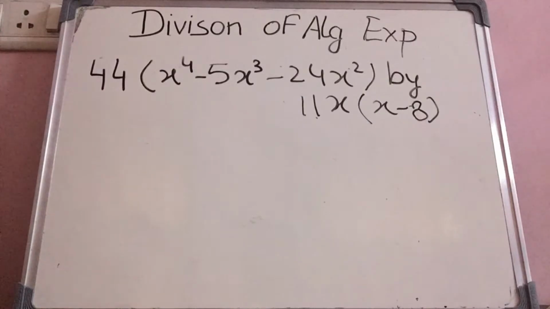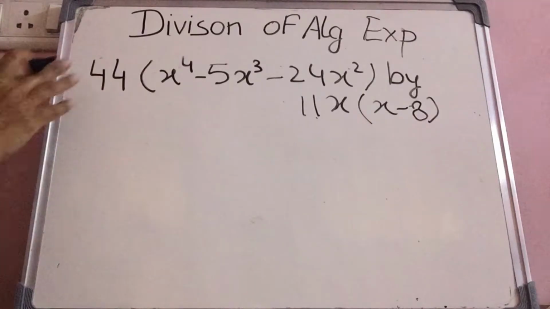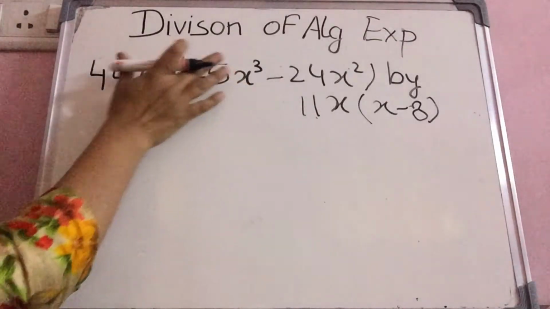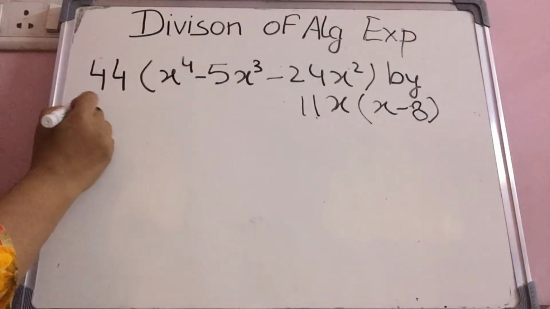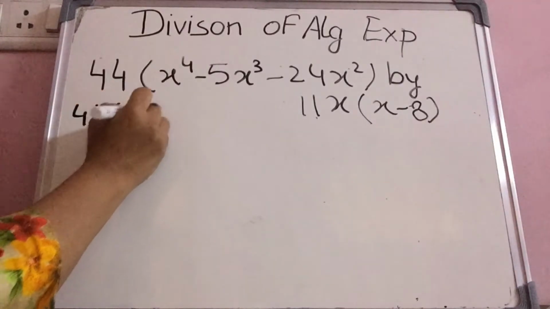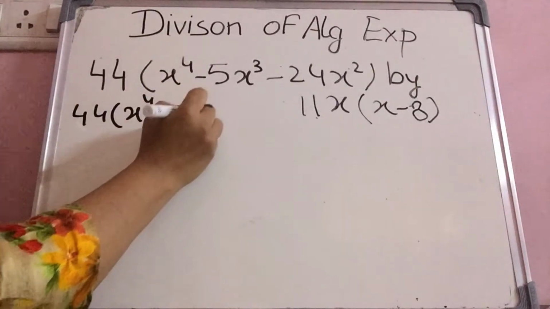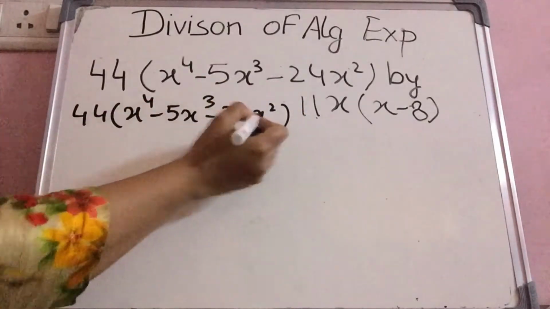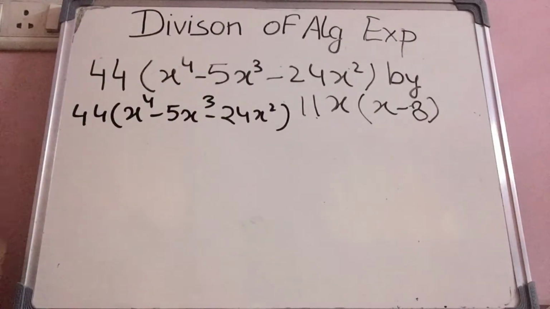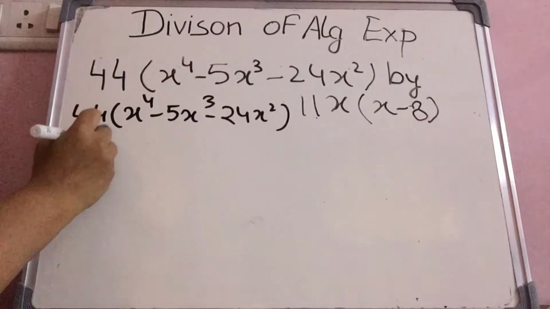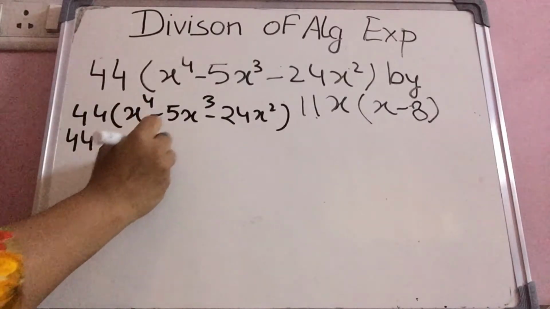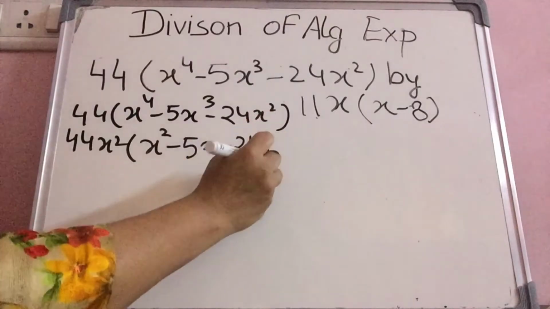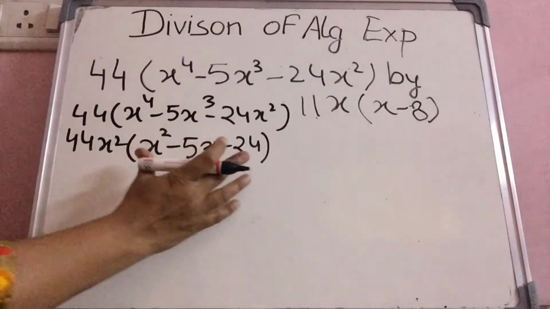Now if we have to do this question, we have to divide this with this expression. How will we do it? We will first factorize this part. 44x to the power 4 minus 5x cube minus 24x square. In this we see we have x square common in all the 3 terms. We'll take it outside the bracket. 44x square, here we'll be left with x square minus 5x minus 24. Now we will factorize this bracket.